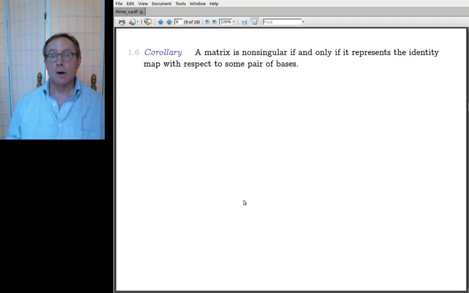So that is to say, a matrix is non-singular if and only if it represents the identity map with respect to some pair of bases. Remember the definition of non-singular matrix. Square, and when you do Gauss's method on it, you get to echelon form with no zero rows. So a matrix is non-singular if and only if it represents the identity map with respect to the appropriate pair of bases.